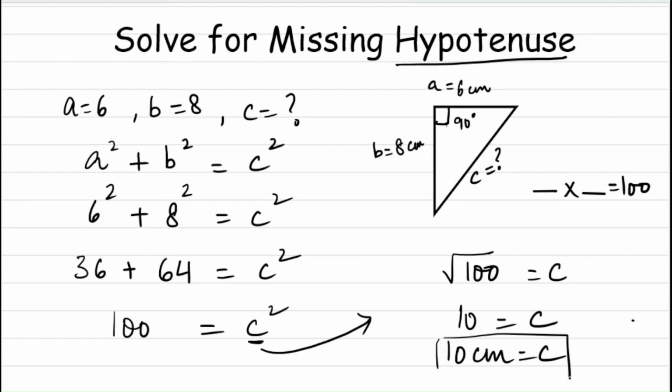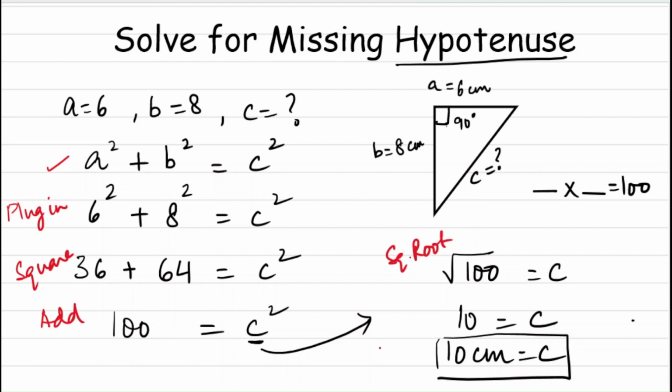So what are the steps involved in this one? Write A square plus B square is equal to C square, the statement of Pythagorean theorem. Plug in the values of A and B, square them, add them, take the square root. So a fixed number of steps. Plug in the values of A, B, square them, add them, find the square root, and you have the answer for the missing hypotenuse.